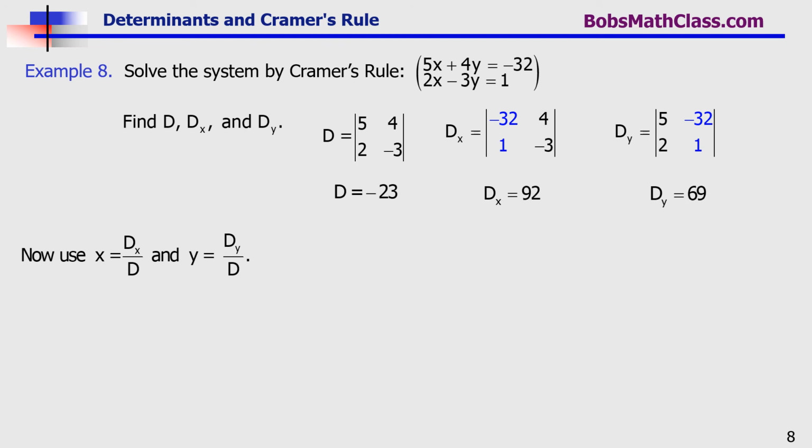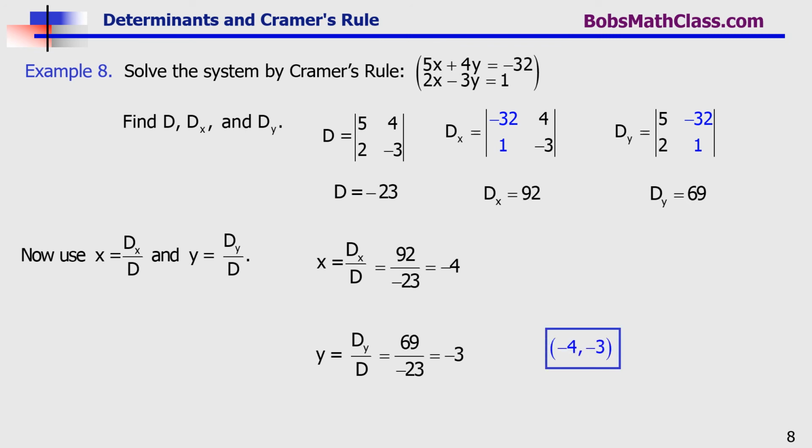x is dx over d, and y is dy over d. So x equals 92 over negative 23, which turns out to be negative 4. And y equals dy over d, which is negative 3. So there's your answer: negative 4, negative 3.